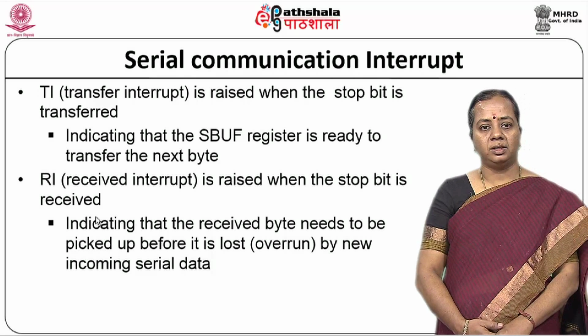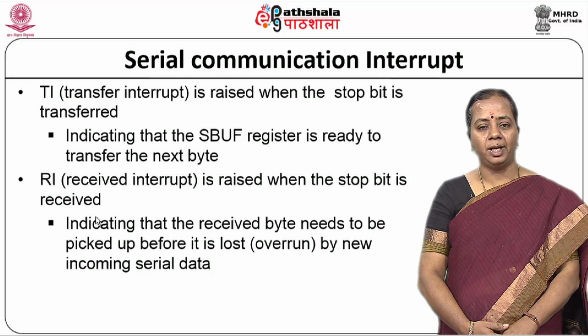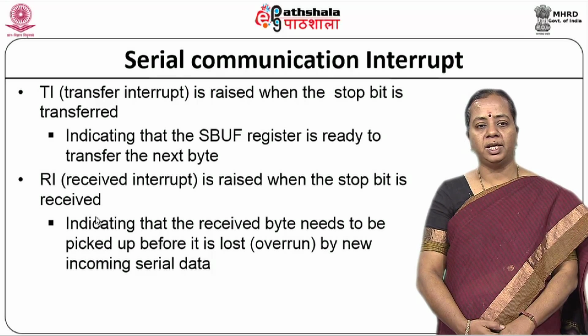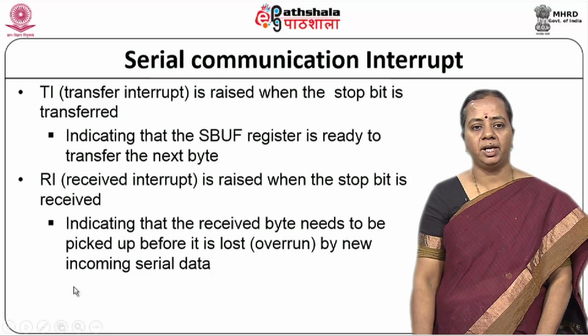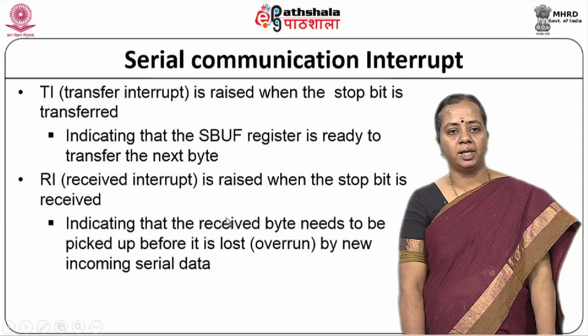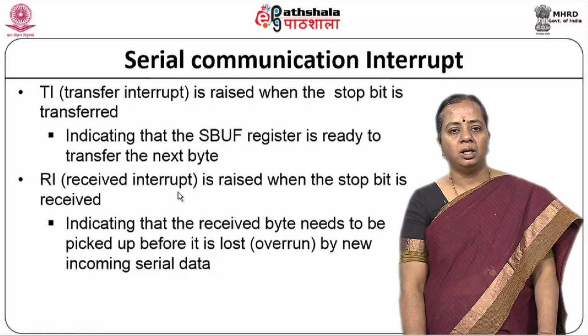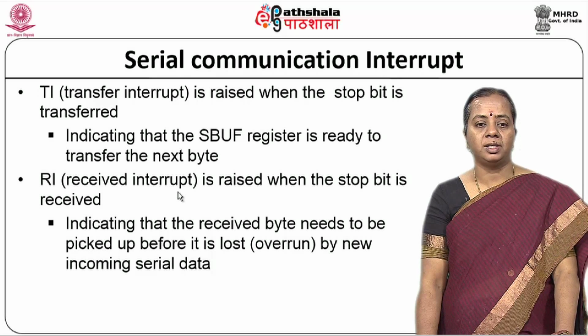So, once the TI or RI bit is set: if I am sending data serially and I get a stop bit, then the TI flag is set. During receiving, if I am receiving data from outside and I receive a stop bit, the SBUF will have received the whole data, so that the RI is set. So, these are the transmit interrupt and the receive interrupt. These two interrupts make the serial communication work properly, and they are used for providing the interrupt service routine for serial communication.